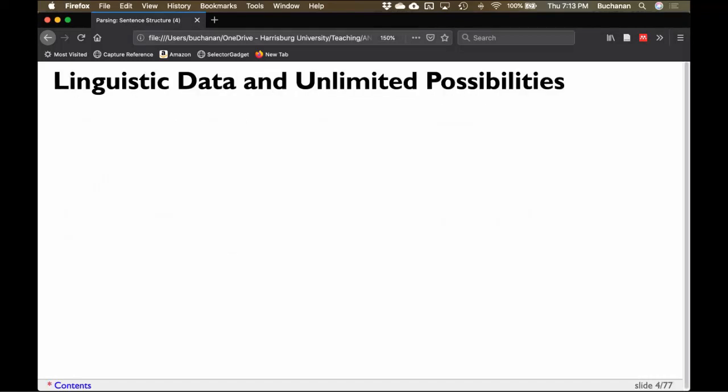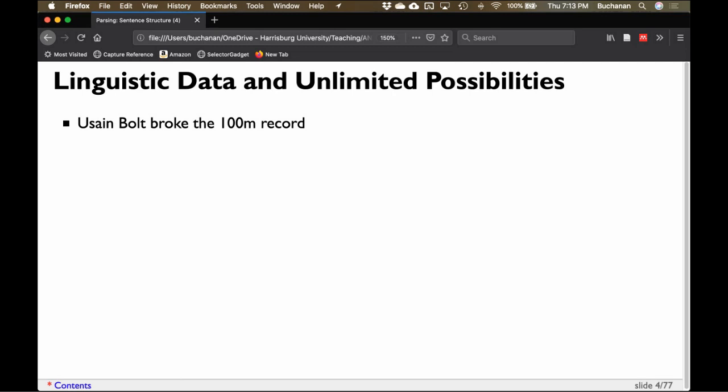Okay, so how do parsers analyze sentences and automatically build syntax trees? And then can we build our own parsers? That's next week. Okay, so here is a demonstration on why this stuff is hard.